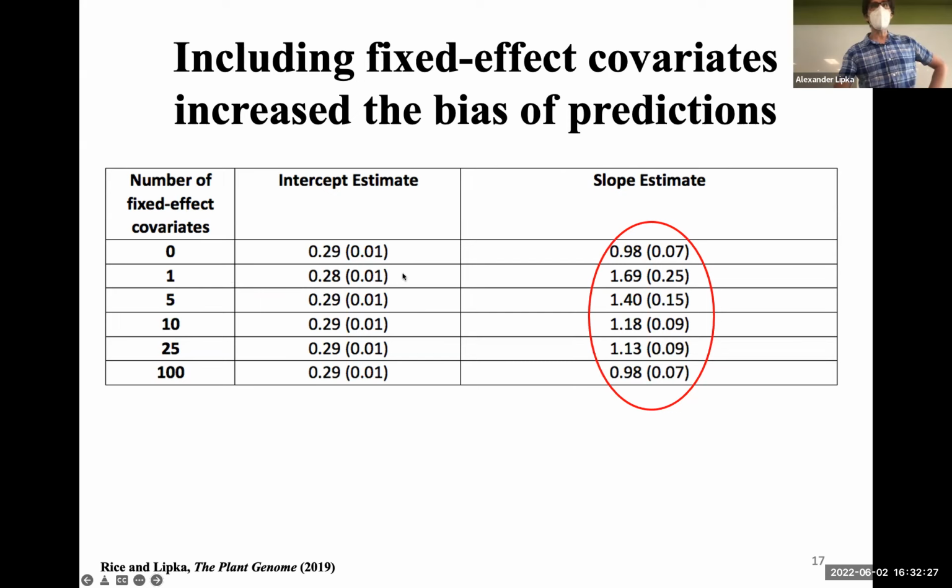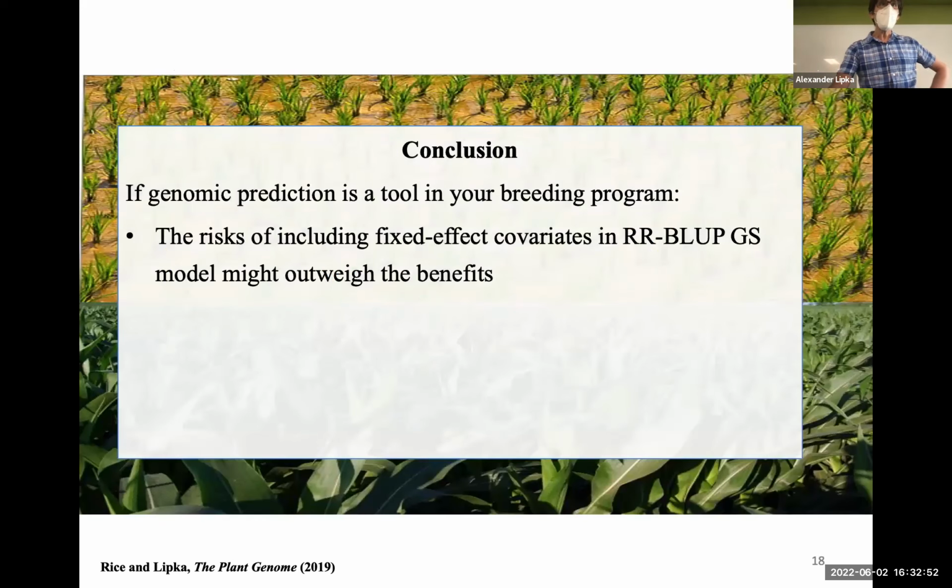So when we add one fixed effect covariate, bam, look at this. The slope estimate jumps up to 1.69. So way out of the ballpark of a desired slope estimate of 1, right? And then when you continually add fixed effect covariates, it goes back down to 0.98, but you can also increase the bias of your predictions. So if you want to use genomic prediction, the risks of including fixed effect covariates might outweigh the benefits. So what should you do?